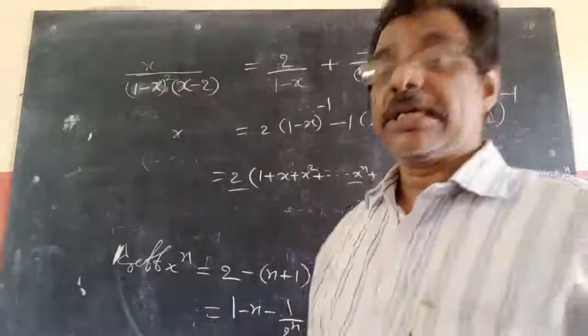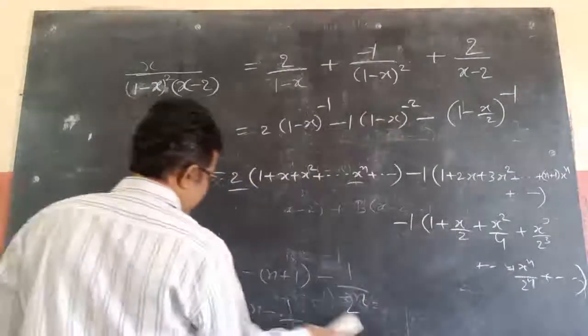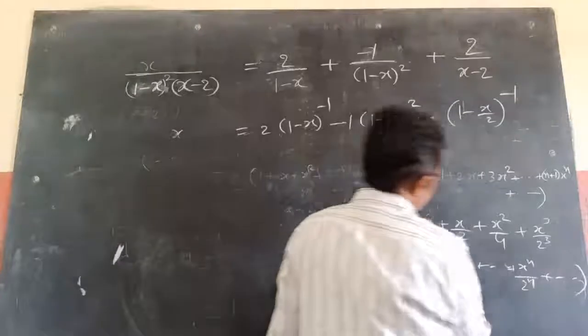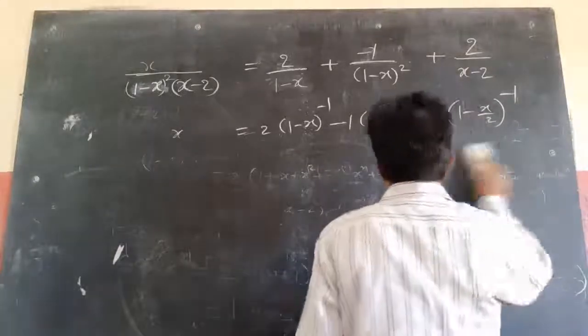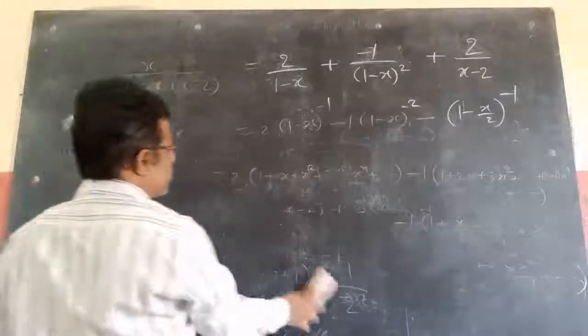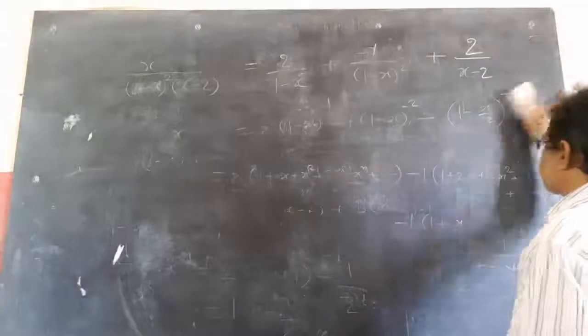Like this we can find the x power n coefficient, and this last exercise remaining you try as homework. Next we will go for the objectives in the previous subject from this chapter. In JEE Mains this chapter is not important, only for MHT-CET it is very important. 1-2 sums you will get in MHT-CET, but in Mains you may not get any sum from this chapter.